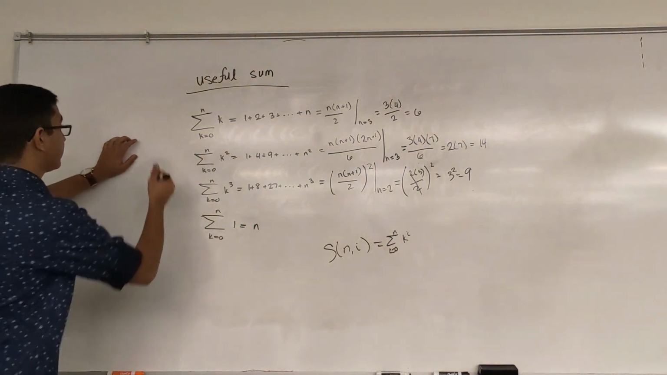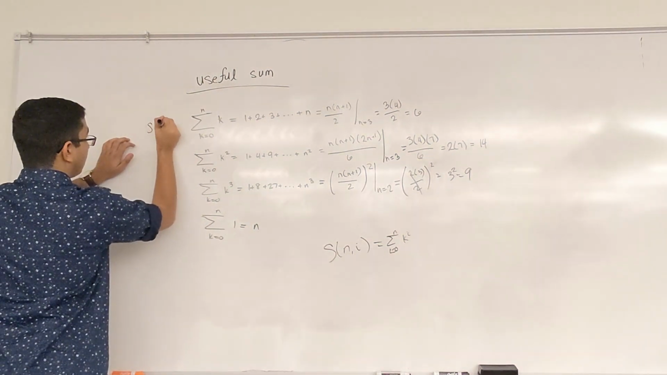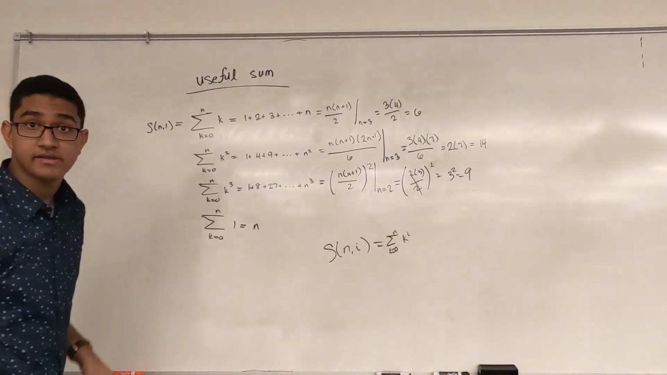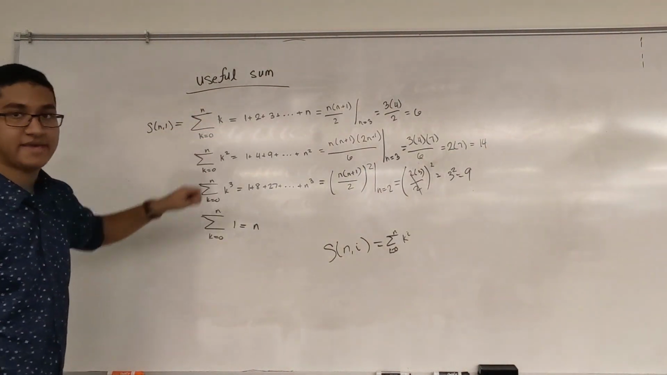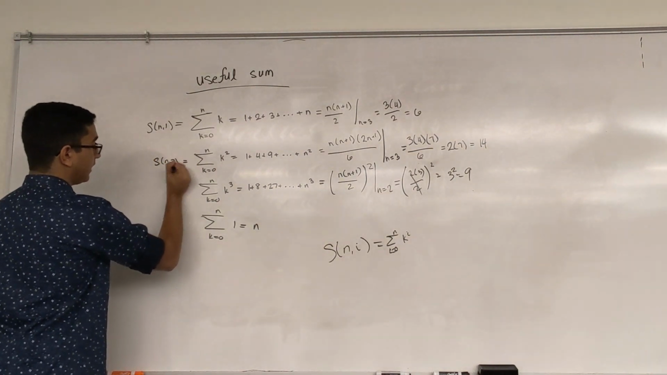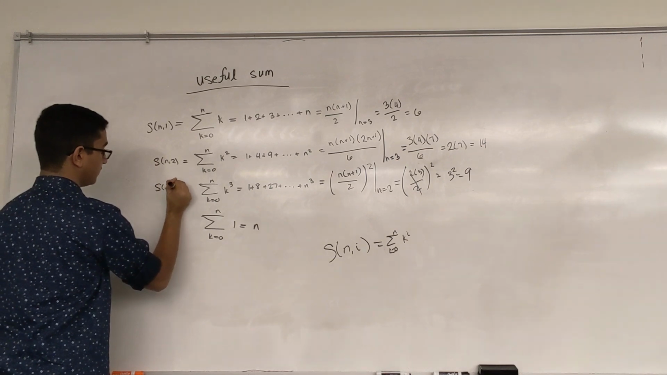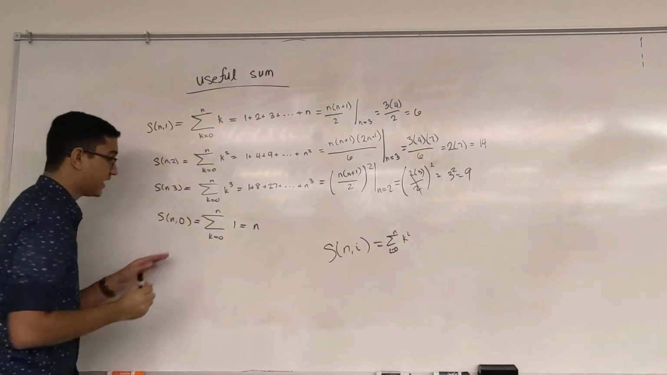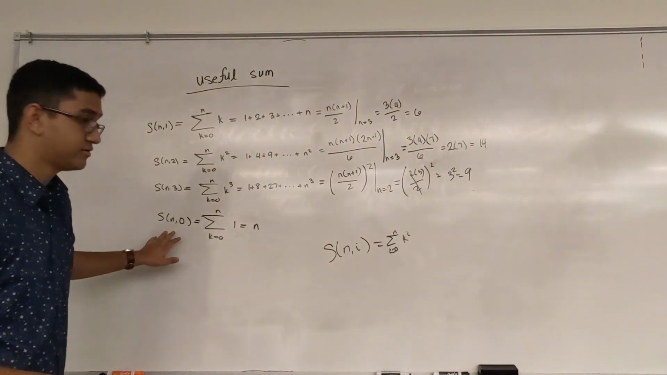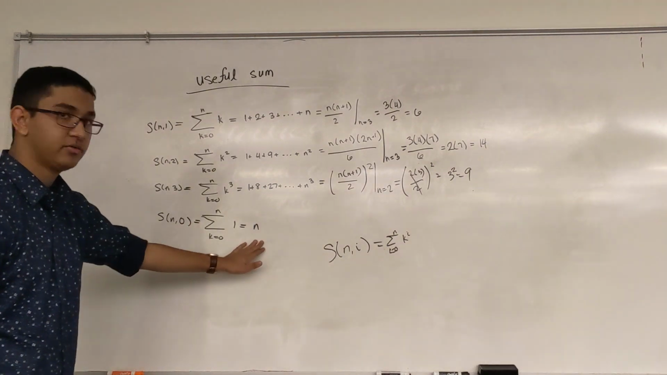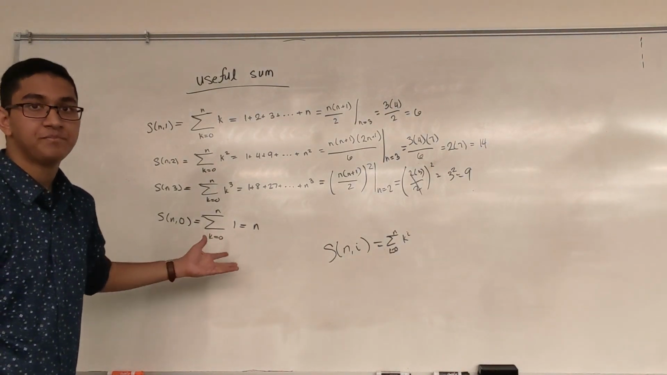So, for this first one, for example, it's S of n comma 1, because we're going to the end. Our summation is ending at n, and we're raising k to the first. And similarly, S of n comma 2, and S of n comma 3, and then S of n comma 0 in this case. And S of n comma 0 is what we'll actually consider a base case for later. And once again, S of n comma 0 is equal to n, because it's just multiplying 1 n times.